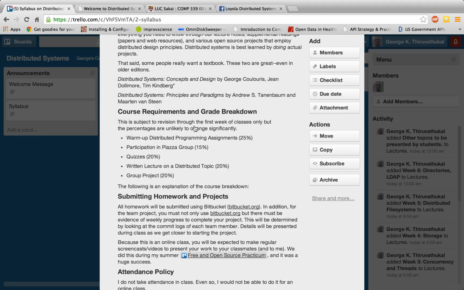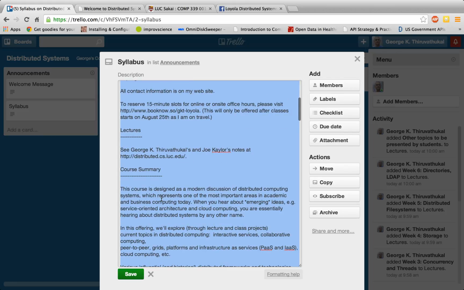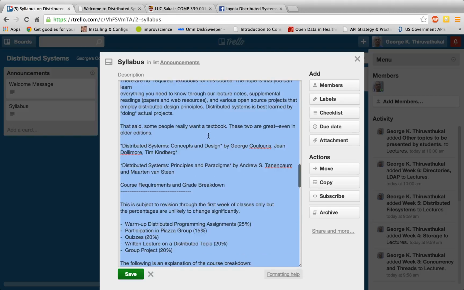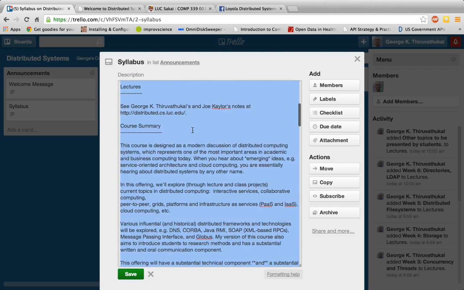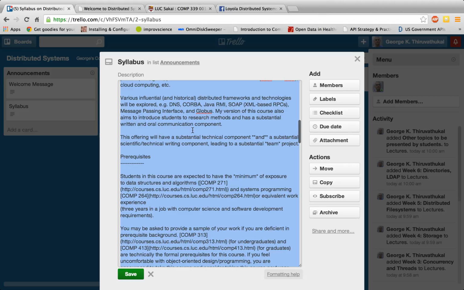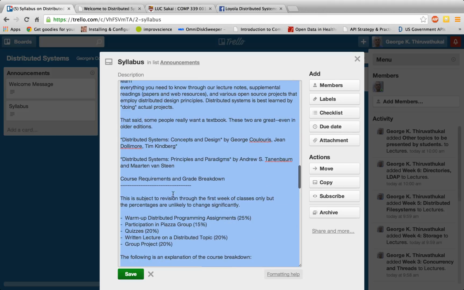Where you see participation in Piazza group, I just realized that there is a little bit of a typo here. This needs to say participation in, let me fix it now. And that's the nice thing about Trello, is that I can fix things right away. So where did that go? Apologies for this. Yes, it should say participation in Facebook group.